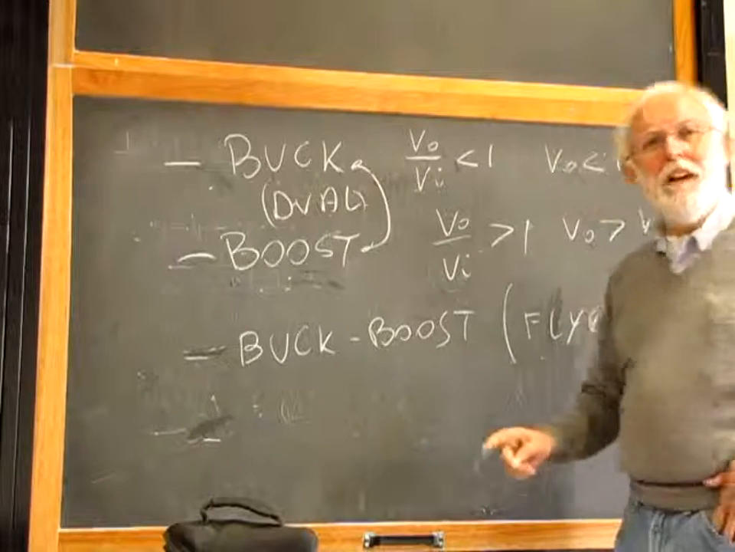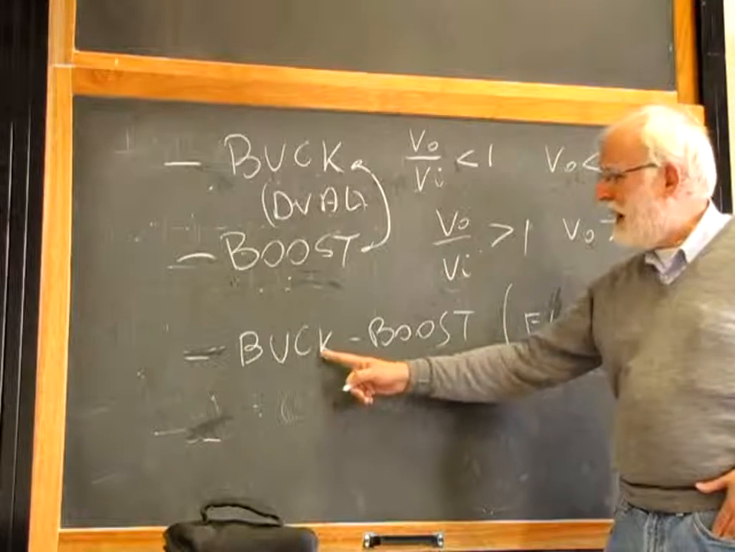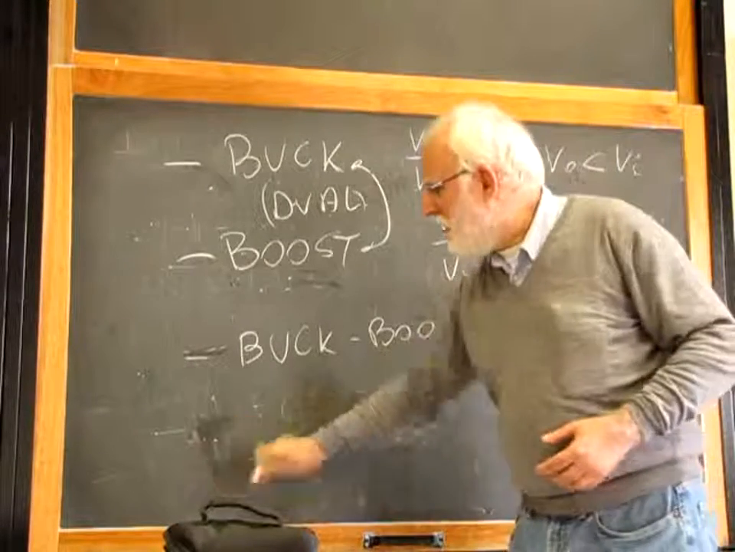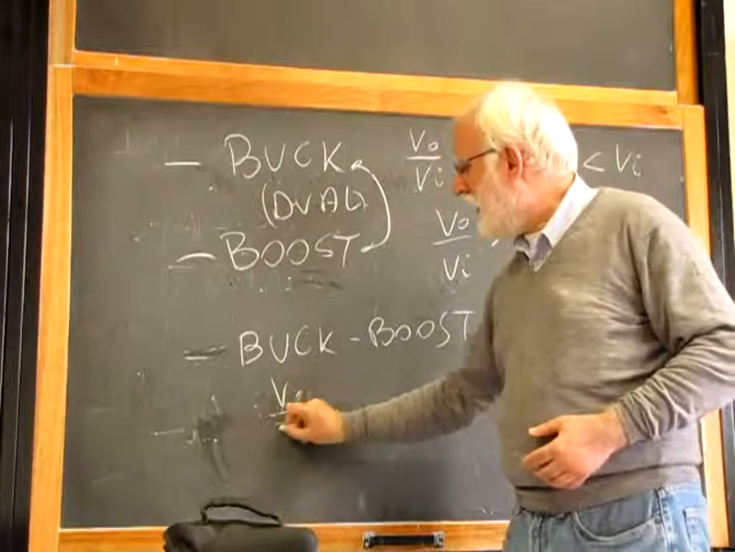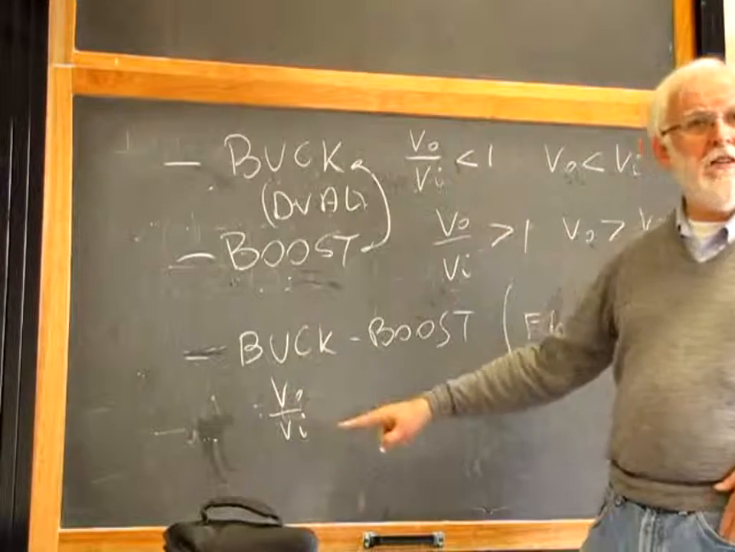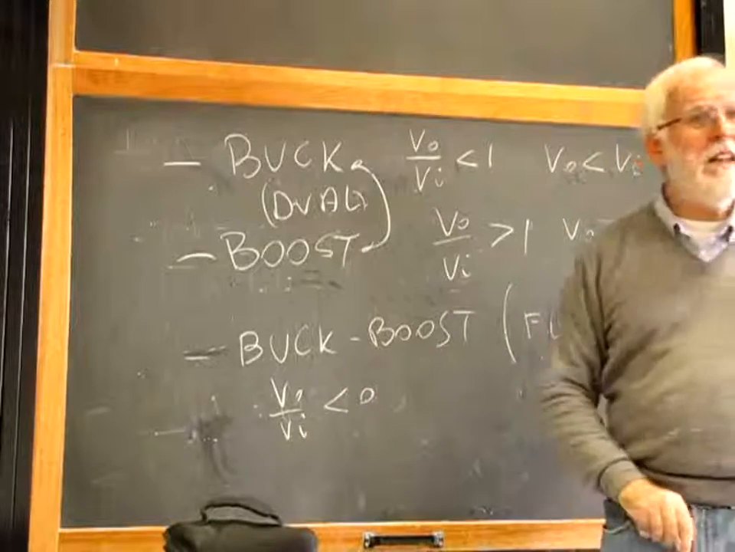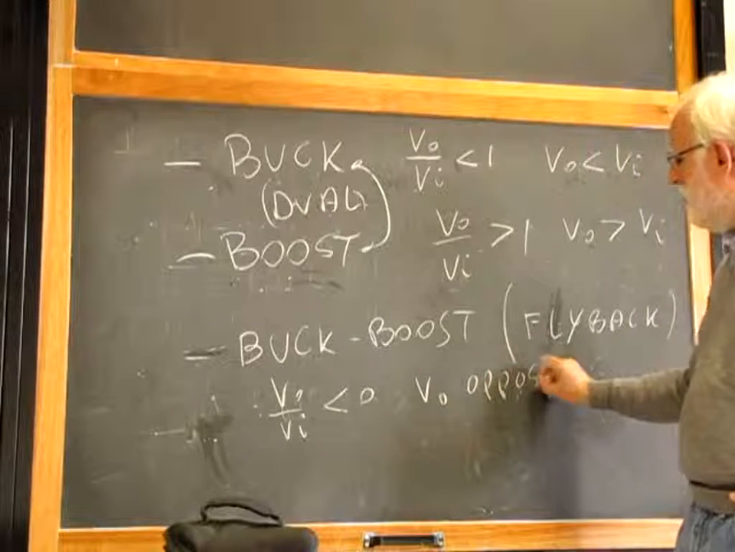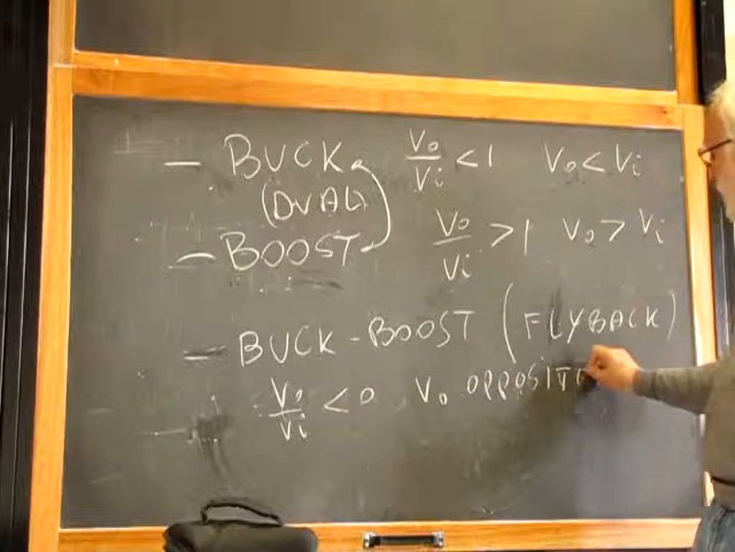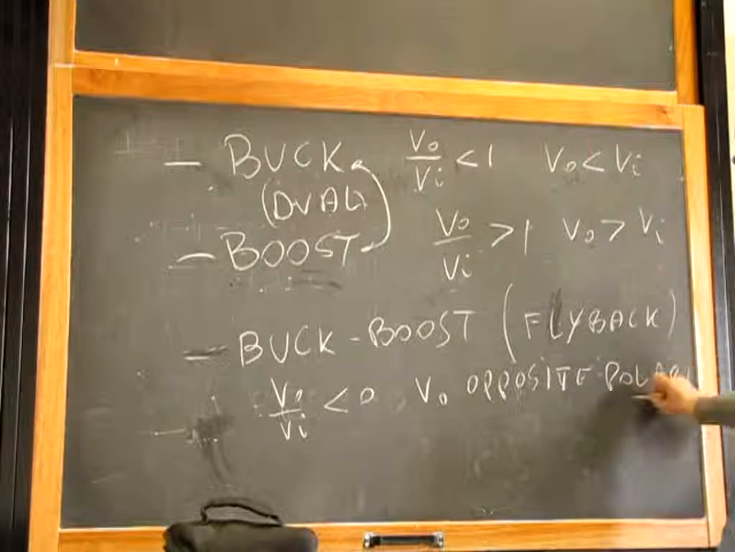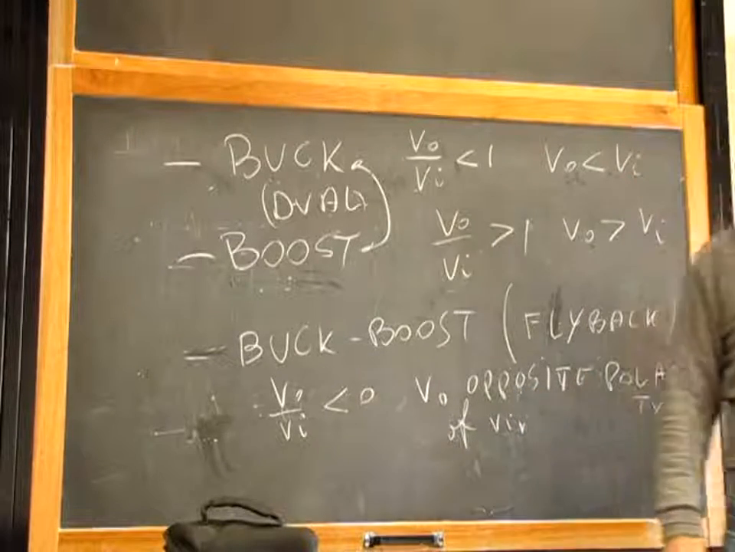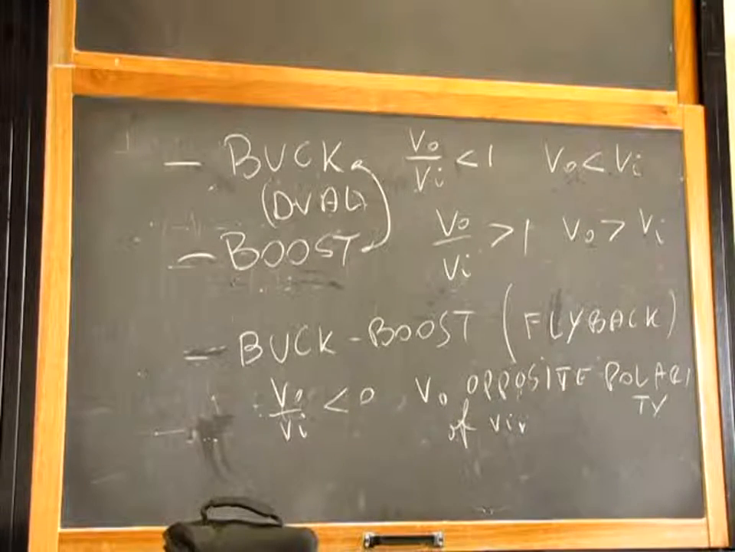But buck-boost, as the name implies, is a buck and a boost combined together. And the characteristic of a buck-boost is that V0 over Vin, the ratio of these two voltages, is less than 0. This is, V0 is of opposite sign, opposite polarity of Vin. You enter with a positive voltage, you get a negative voltage at the output.